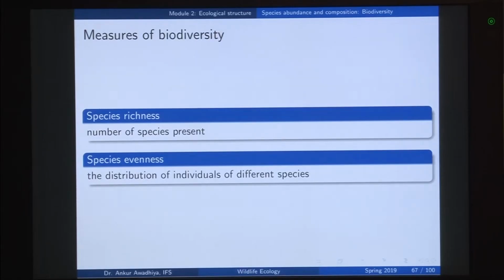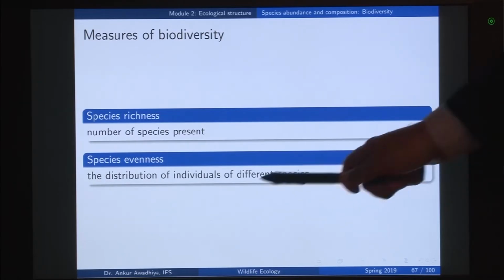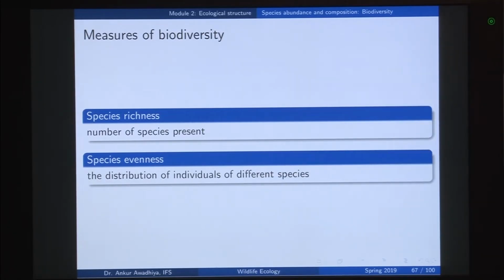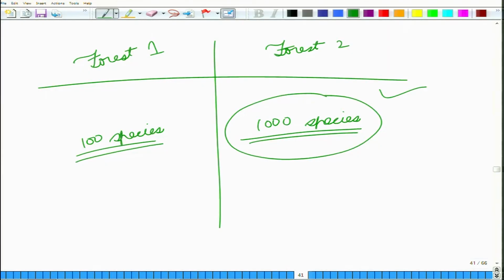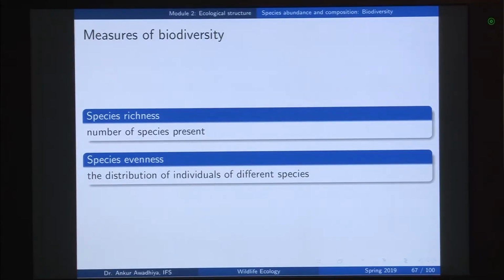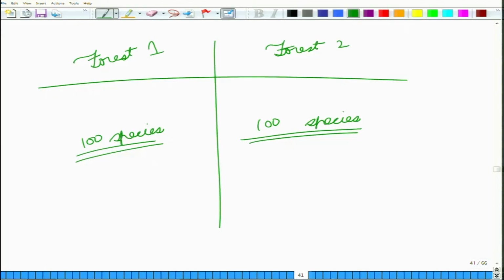The second thing is species evenness, or the distribution of individuals of different species. So, for instance, in this case, suppose both the forests had an equal number of species. So, let us have 100 species in forest 1 and 100 species in forest 2. Now, the distribution of individuals of different species asks the question how many individuals do we have of each species in both of these forests.